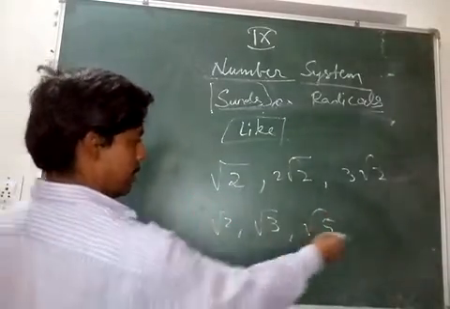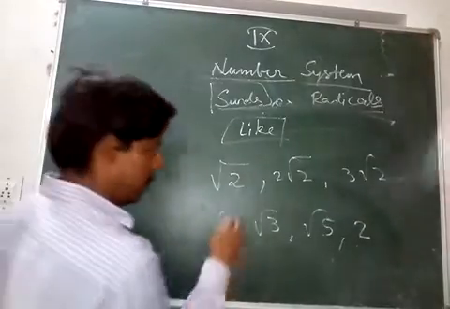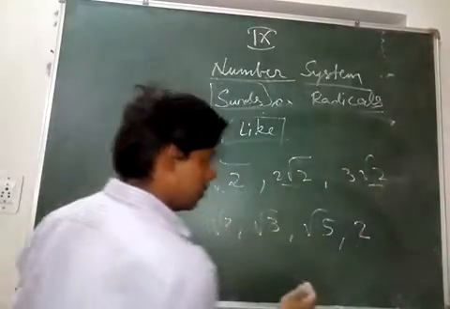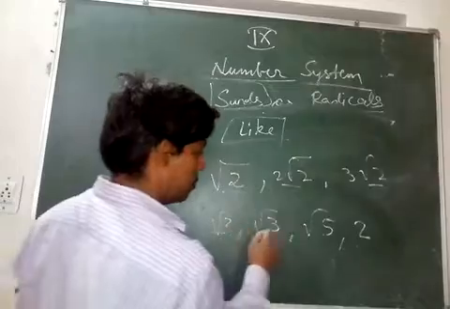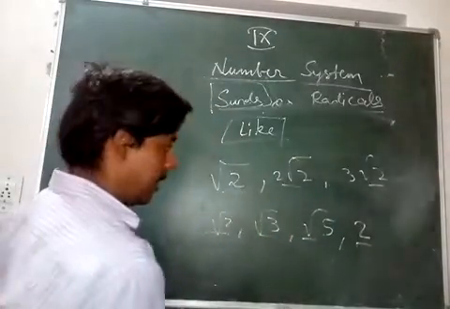Even if there is a number outside, like 2, 2 and root 2 are unlike. So root 2, 2 root 2, 3 root 2, these are like. What are unlike? Root 2, root 3, root 5, these are unlike. So you should know what are like terms and what are unlike terms.